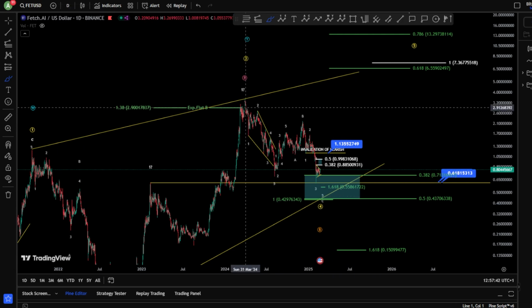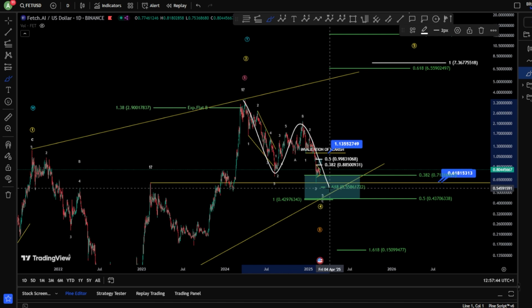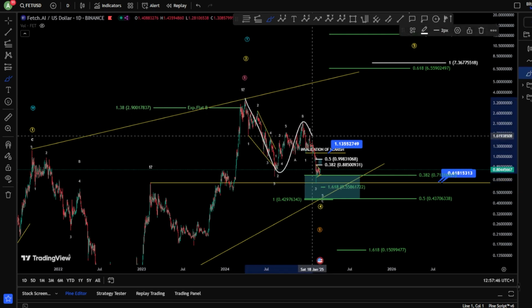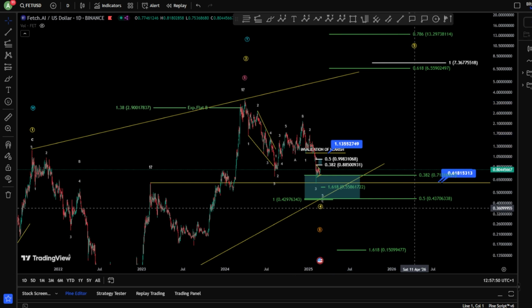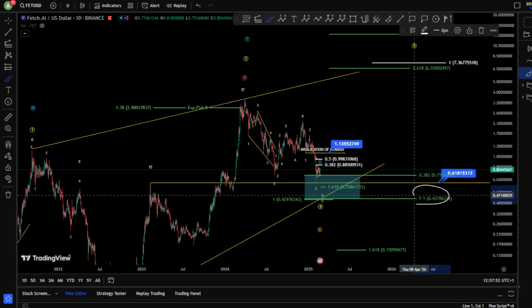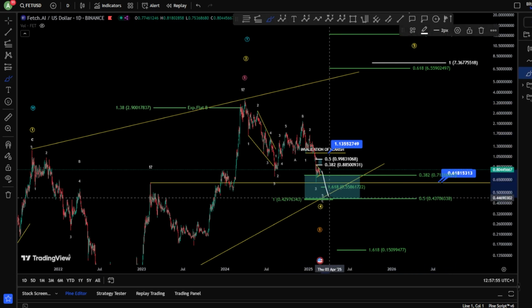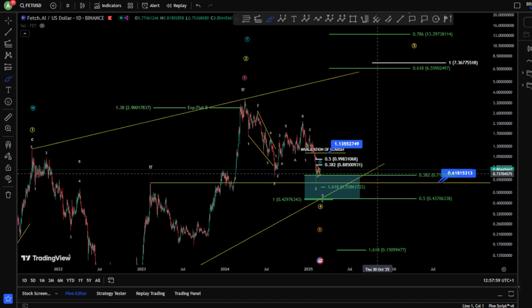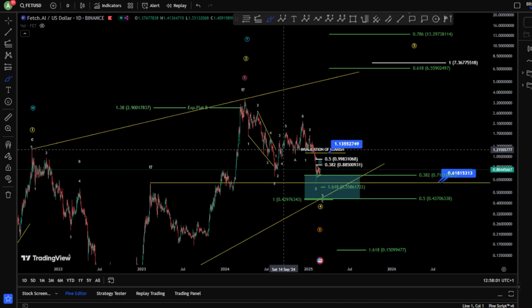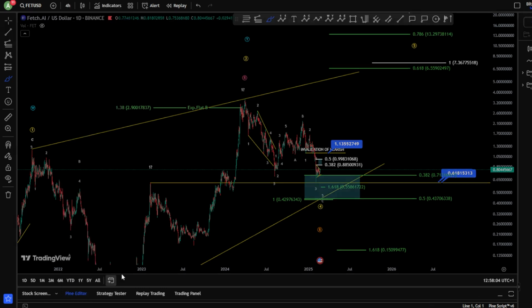Now, if we look at the confluence as well, where you take a 1-to-1 fib level for this correction, your 1-to-1 fib level can be greatly finished on the 0.5 here, where you would like to see a finished wave C and a continuation for higher prices. So the confluence is very, very big here in this area.